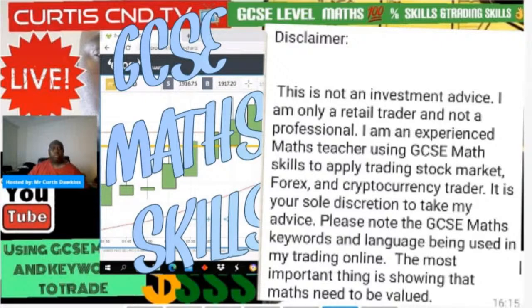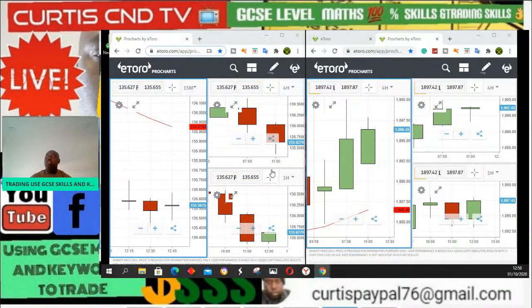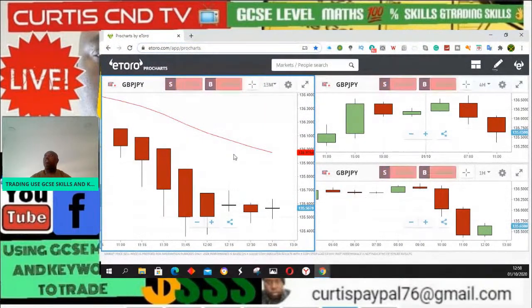Now, this is a disclaimer. So that's my disclaimer here. So let's look at my setup today, looking at a breakdown. This is the Great British Pound here.